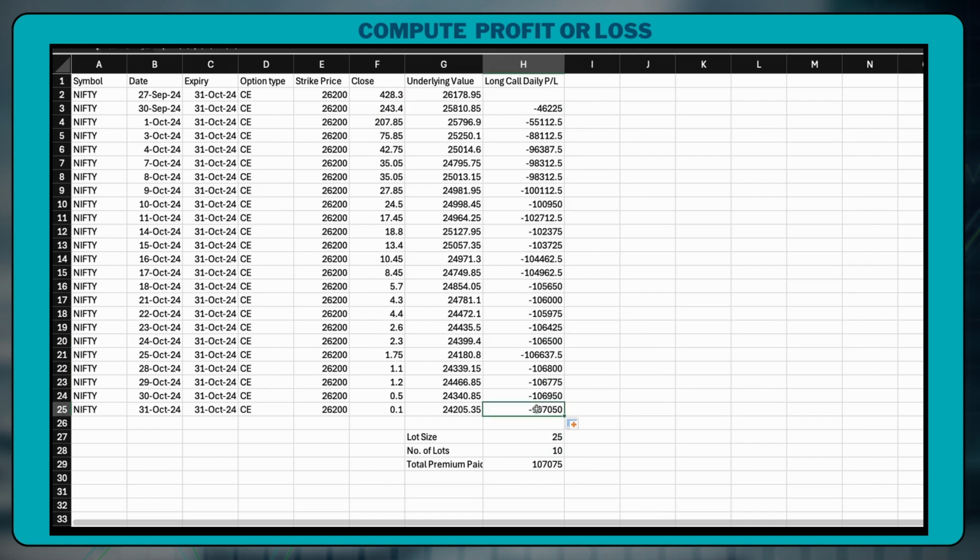So if you look at the data for October 2024, you will notice that the market was bearish throughout the month, with the Nifty index losing nearly 2,000 points. By expiry, the Nifty spot closed at 24,205.35, way below the strike price of 26,200. As a result, Mr. A lost the entire premium paid, which is 1,07,075.